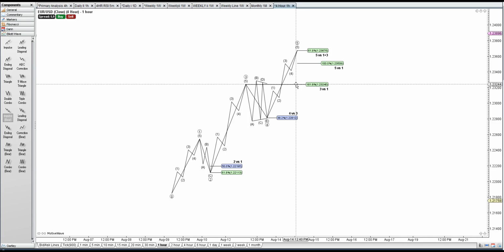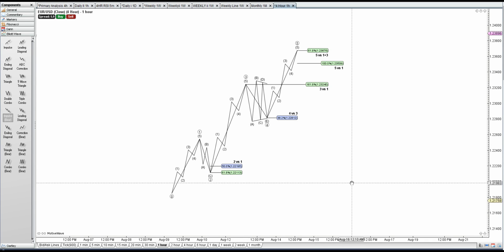So here we have a basic 5-wave move. We have 1, 2, 3, 4, 5. Within each motive wave there's 1, 2, 3, 4, 5. And then the correction wave is labeled with letters A, B, C, or in this case we have a triangle A, B, C, D, E.